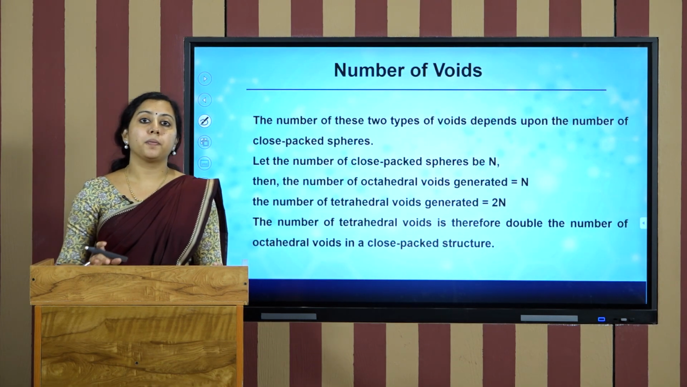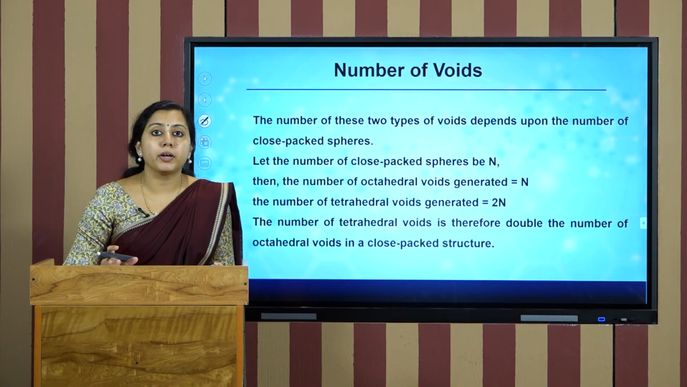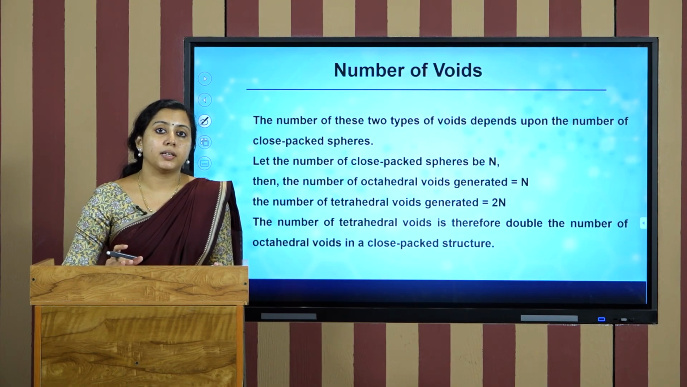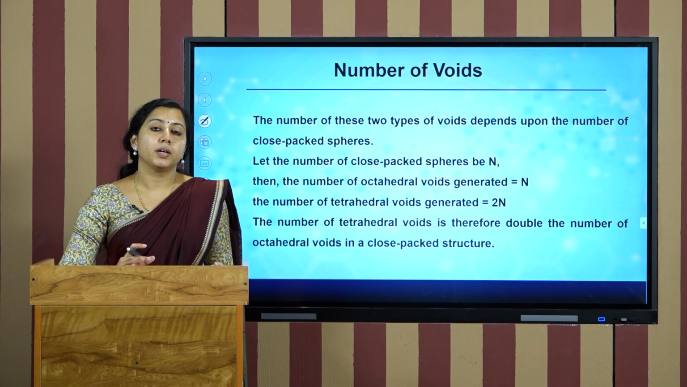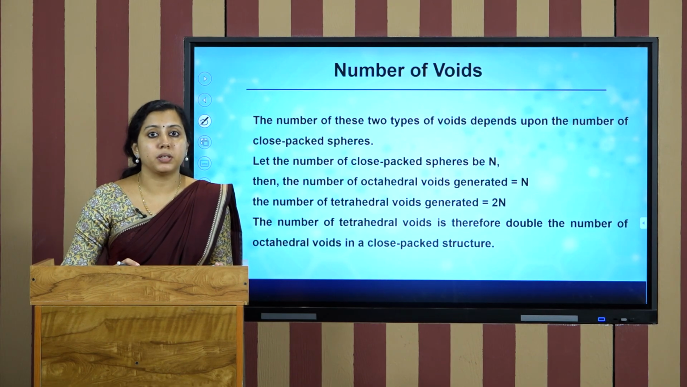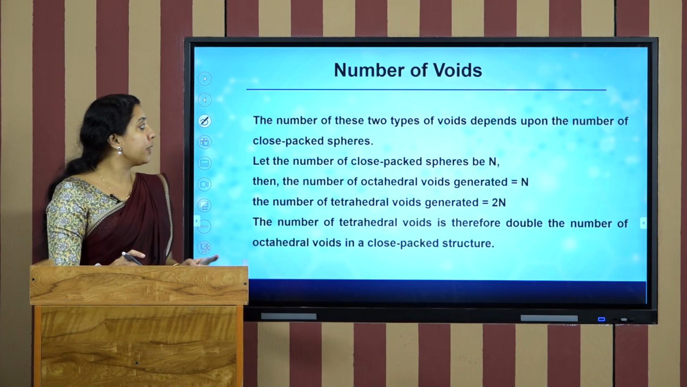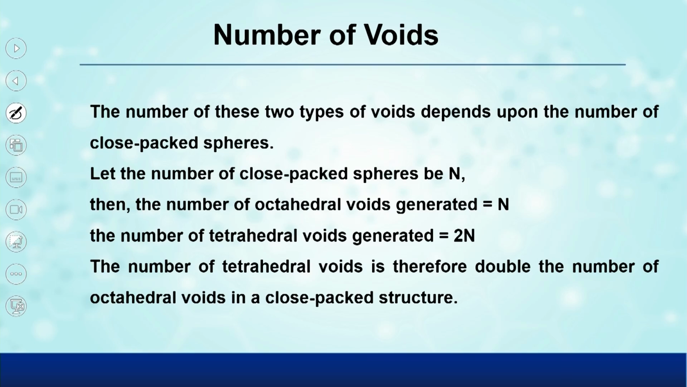Now, let us find out what will be the number of tetrahedral voids and octahedral voids in a close packed arrangement. The number of these 2 types of voids depends upon the number of close packed spheres. So, let the number of close packed spheres be n. Then the number of octahedral voids generated will be equal to n.